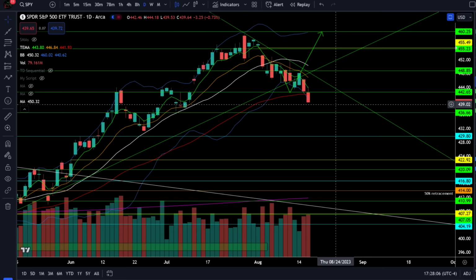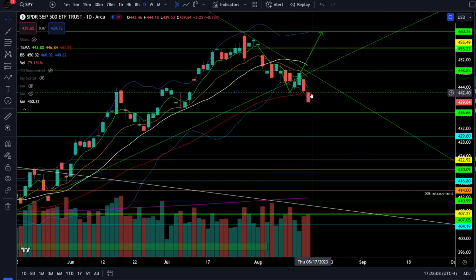Alright, today SPY was down 0.73%, and we did get that close below what I told you was critical support at 442, which is also a close below the 50 EMA, so price action is now officially below all of the moving averages, and it does look like the bull trend is starting to get a lot weaker now.